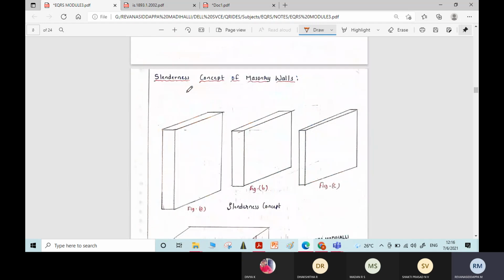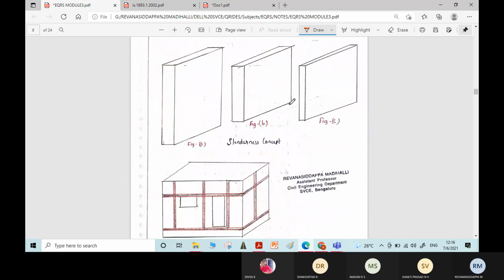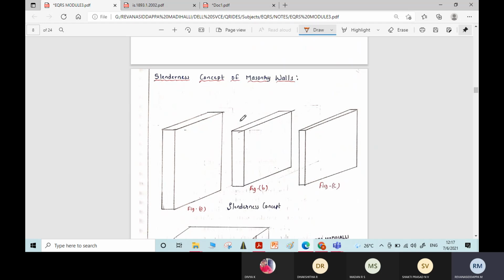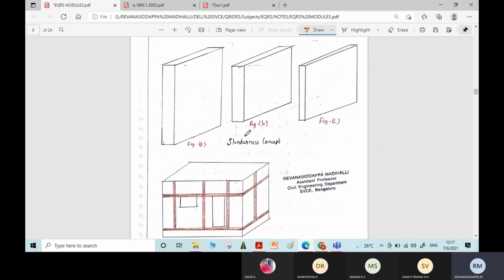The next topic is the slenderness concept of masonry walls. Write the figures. Write the headline as slenderness concept of masonry walls. Don't simply sit. All of you please write the figures once, so that it will be practice for you. That is why I am giving time for you. Please practice. Diagrams are very important.